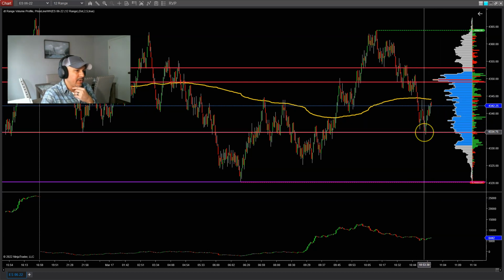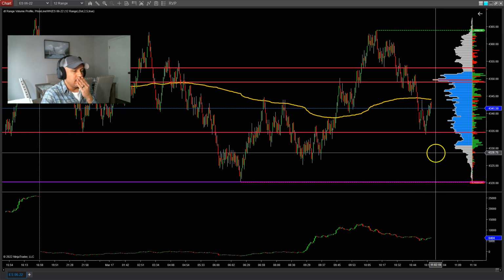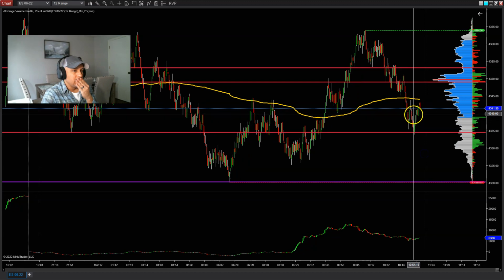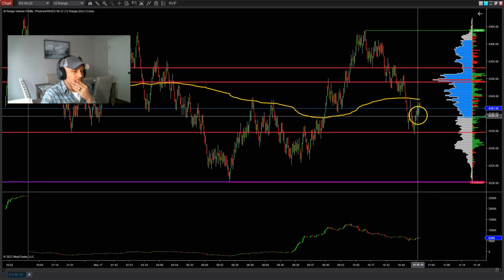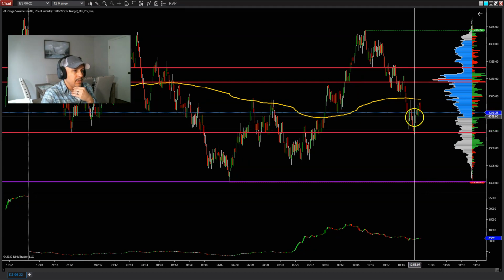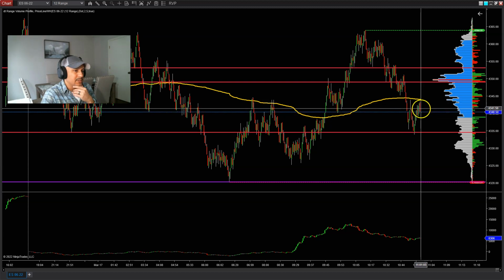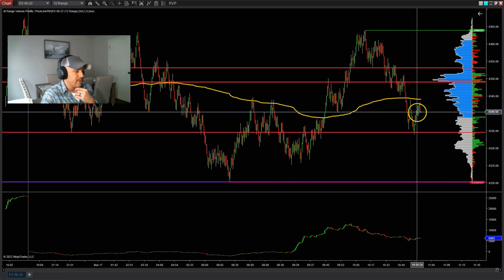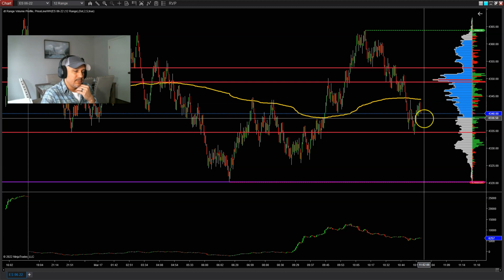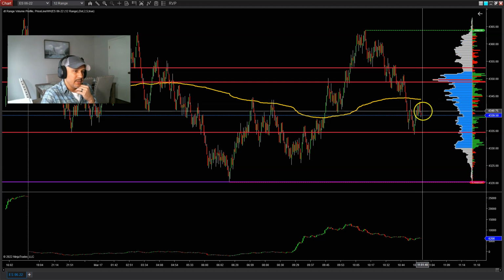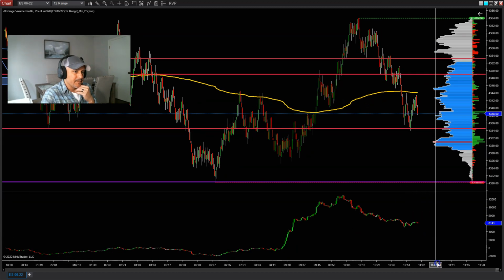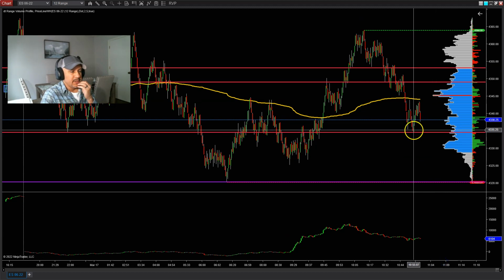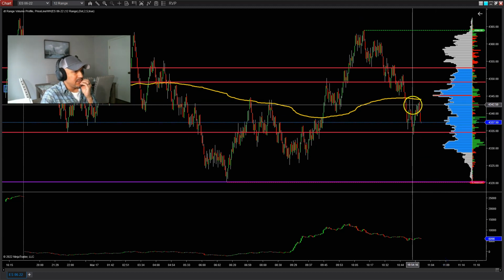We did make a little low here. Price pushed up, pulled back, and made a little swing, small little swing here. Maybe price pushes lower. We'll see what happens here. Yep, see, price rejecting this area right here.